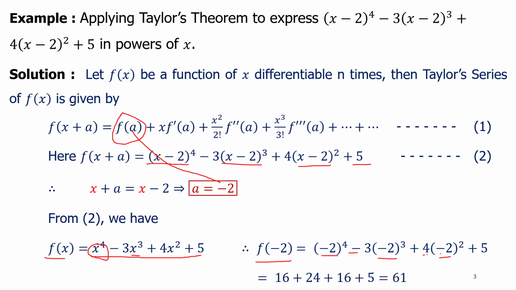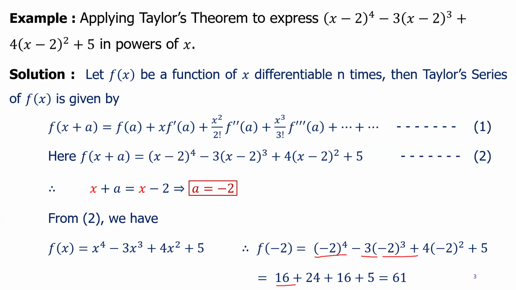If we simplify it, 2⁴ means 2 into 2 into 2 into 2. Since the power 4 is even, the minus will become plus, and 2⁴ is 16. Then 3 into 8, this will be negative, and negative and negative will become plus, so 8 into 3 is 24. Then -2 into -2 is +4, 4 into 4 is 16, plus 5.